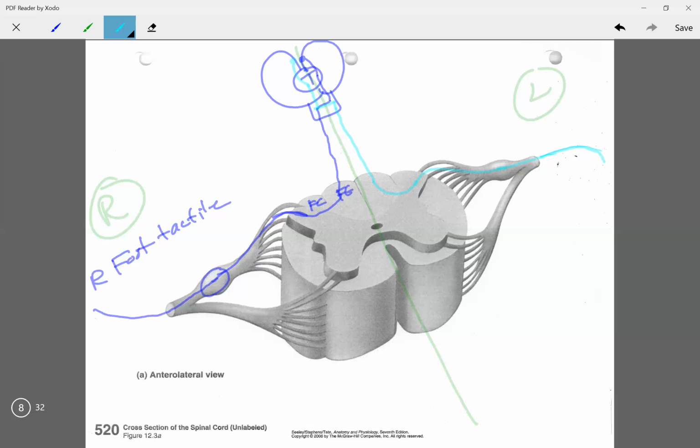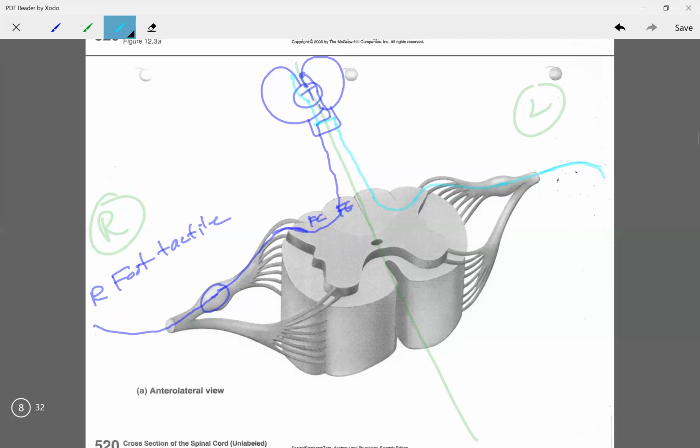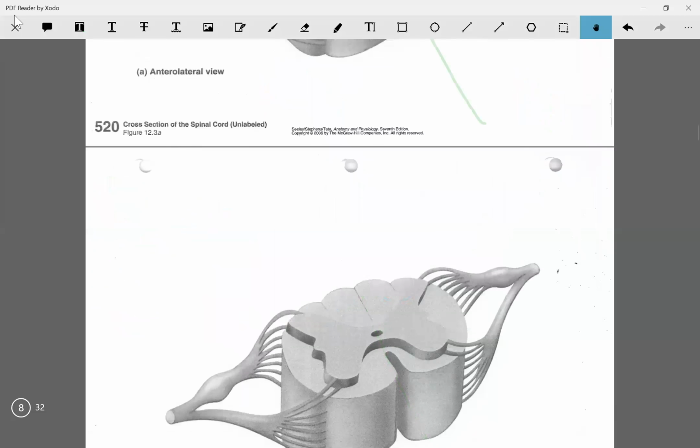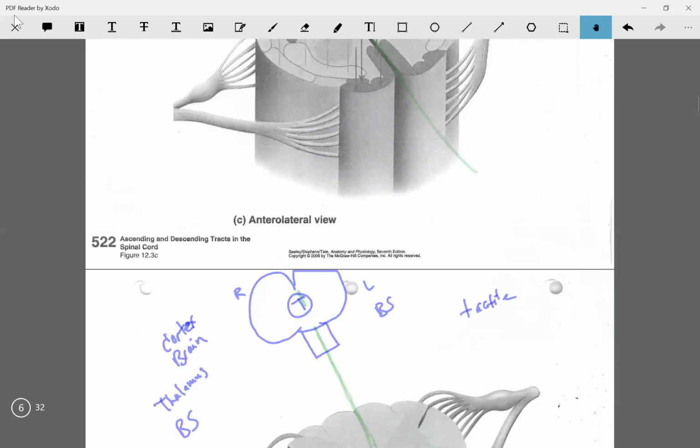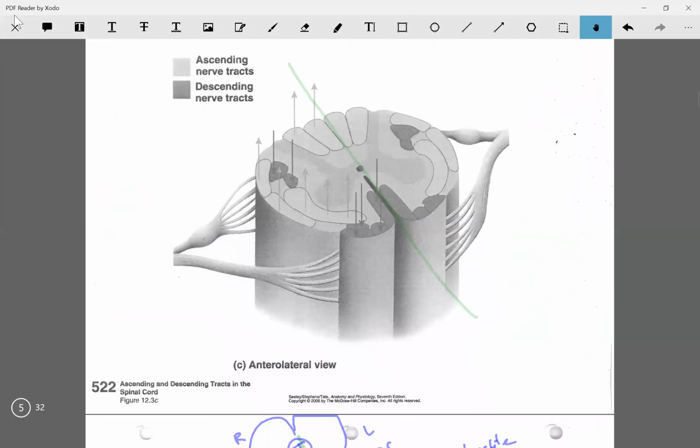All right. Okay, so now we have to map out or do some anatomy stuff for pain and temperature.